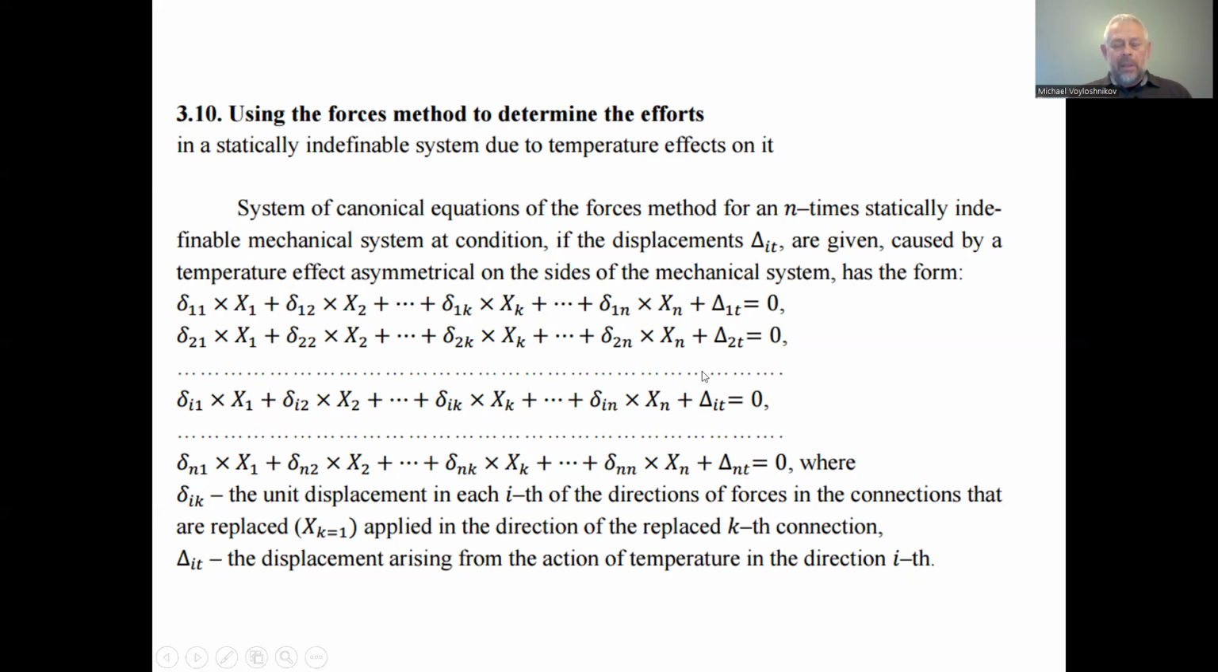The peculiarity of this approach for determination of the statically indeterminate system under the action of the temperature effect is that the free summands in the canonical equations of the force method are the displacements under the action of temperature. The index T indicates that this is displacement under temperature action on the mechanical system.